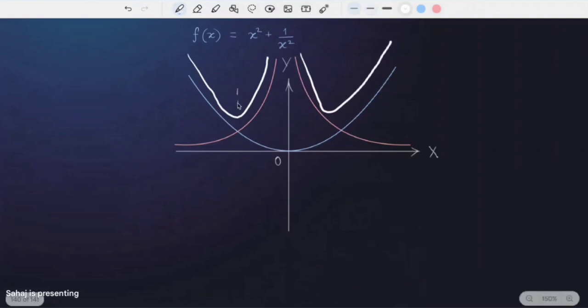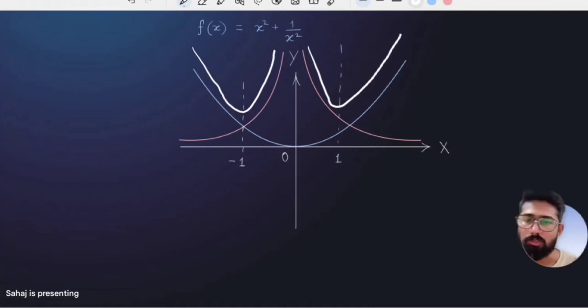And why do these minimas occur? Just now we said what these minimas are: minus 1 and plus 1. So maxima and minima also help you visualize curves. Okay, let's go to the next example.